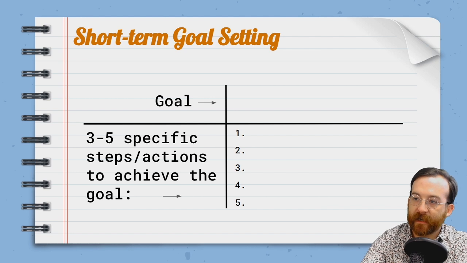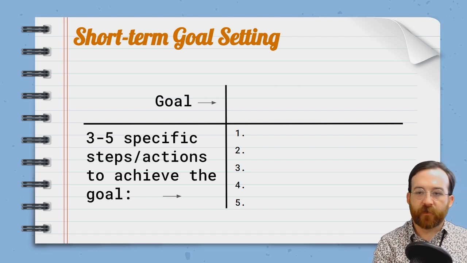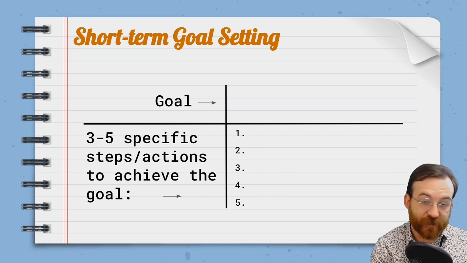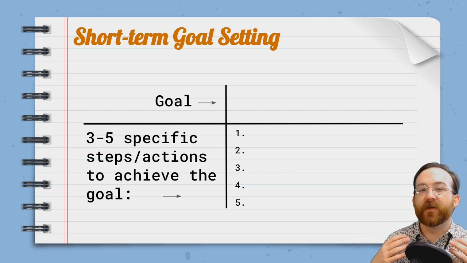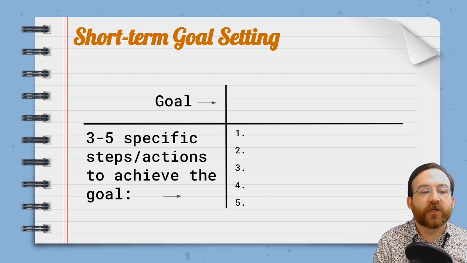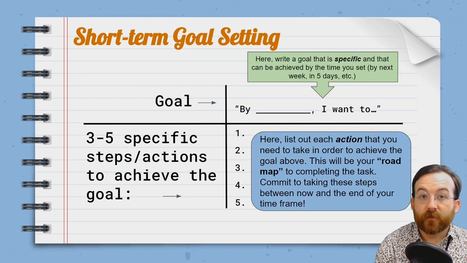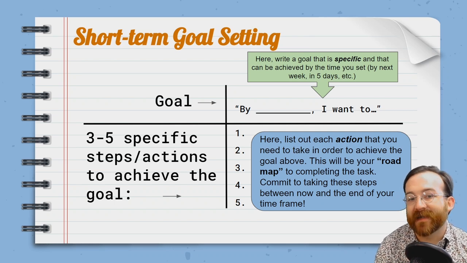So this is how I have this set up for us: you have a goal at the top, and you have 3 to 5 specific steps or actions that you need to make to achieve that goal. If you just have a goal that doesn't have any action steps, then you might get lost on your way to try to accomplish that goal. You won't really know what to do next to achieve what you want. So make sure that your goal is specific and can be achieved by the time that you set.